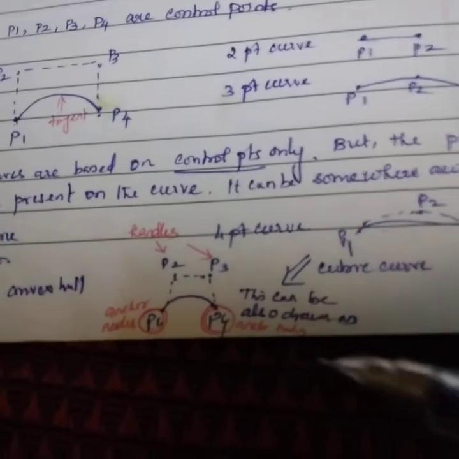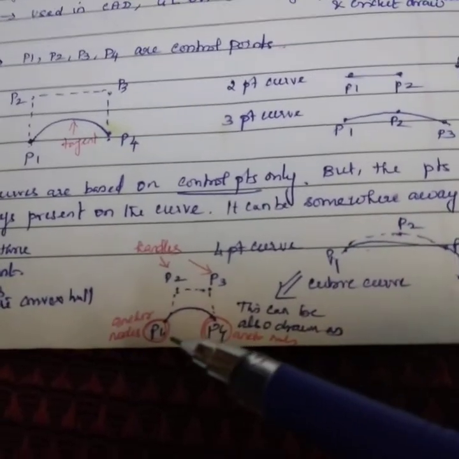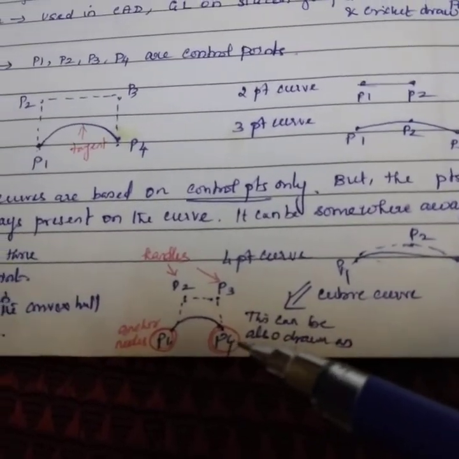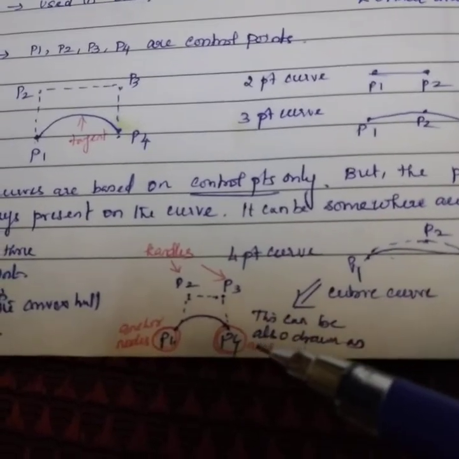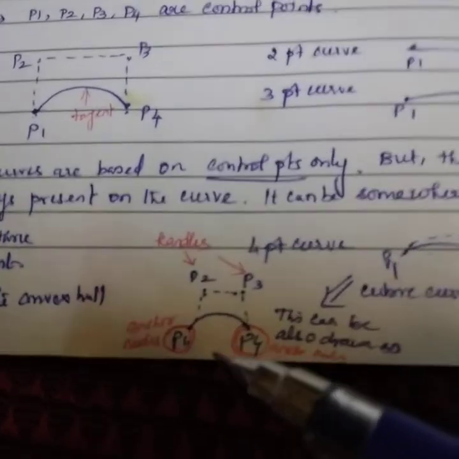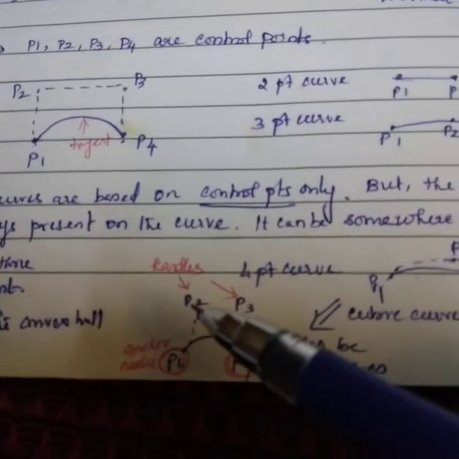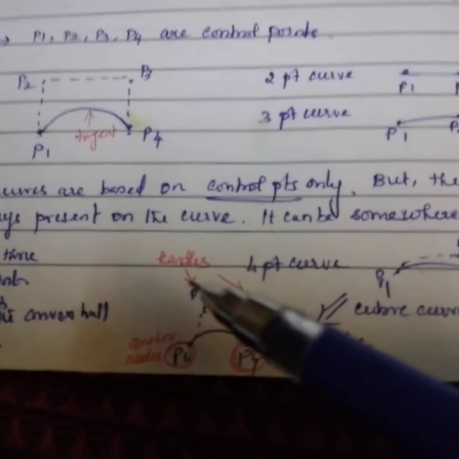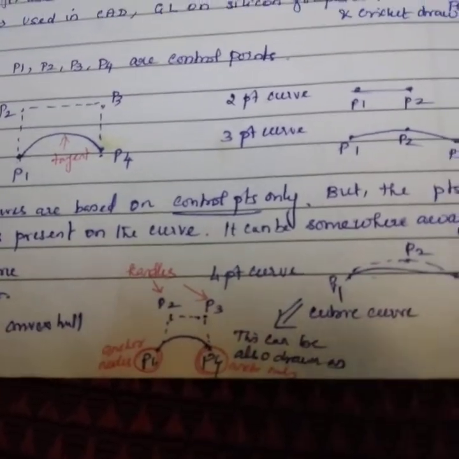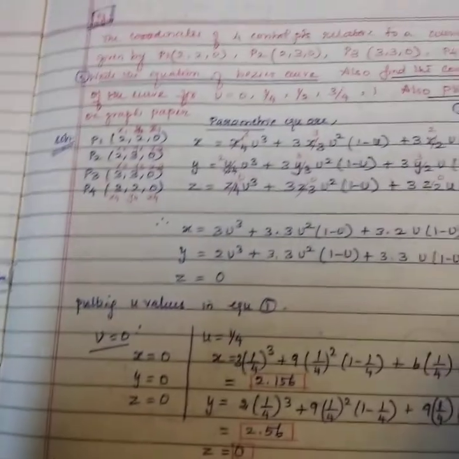See this diagram. This P1 and P4 are the initial point and terminating position. They are called anchor nodes. And these two will be called handles. Let's see an example.